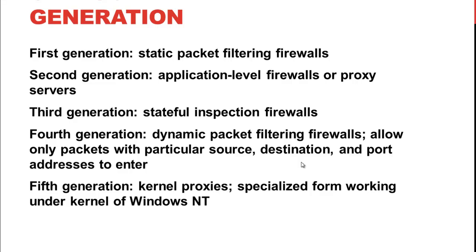Third generation firewalls are stateful inspection firewalls. They monitor network connections between internal and external systems using state tables. Fourth generation firewalls are dynamic packet filtering, and they allow only particular packets with a particular source, destination, and port address to enter. And then the fifth generation, and I didn't put an example up of this, are kernel proxies, a specialized form that works under the Windows NT Executive, which is the kernel of the Windows NT system.